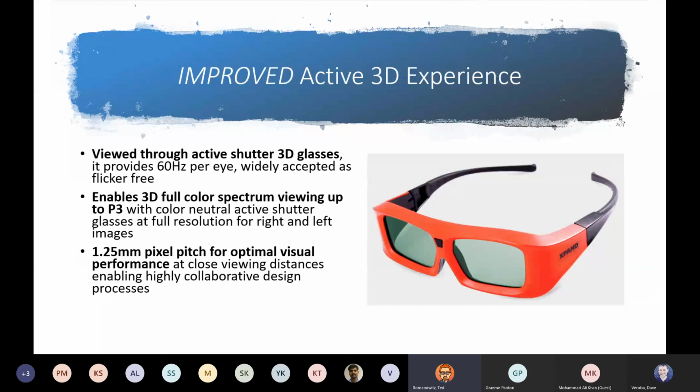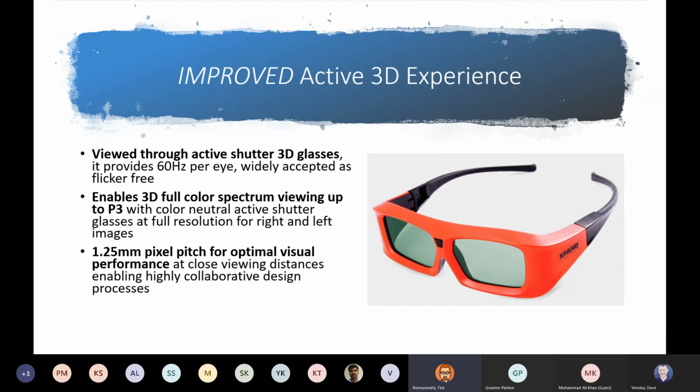color. So, the glasses themselves are color neutral with the active shutter. So it gives you full color spectrum and it gives you full resolution at both left and right eye. If you use passive glasses, it only gives you half the resolution. So 1.25 millimeter would therefore become equivalent to 2.5 millimeter.